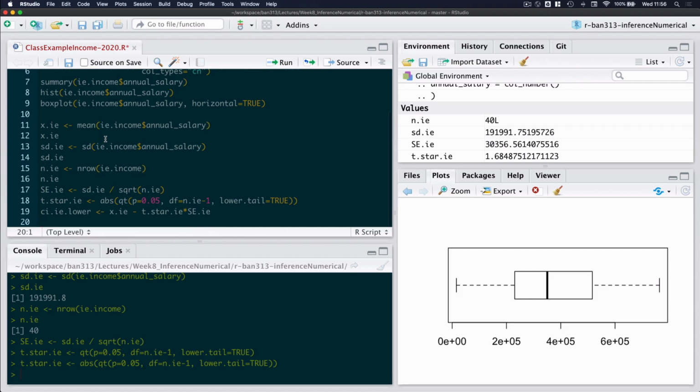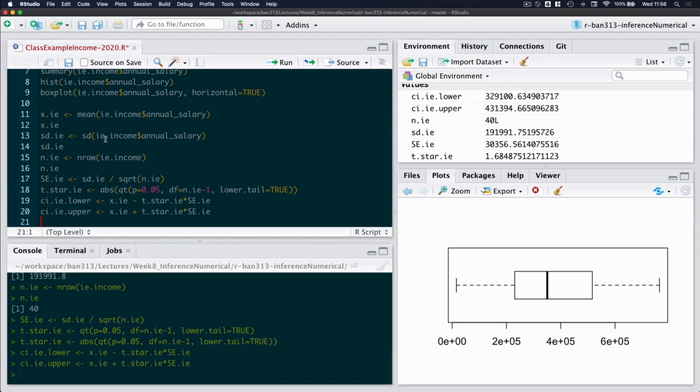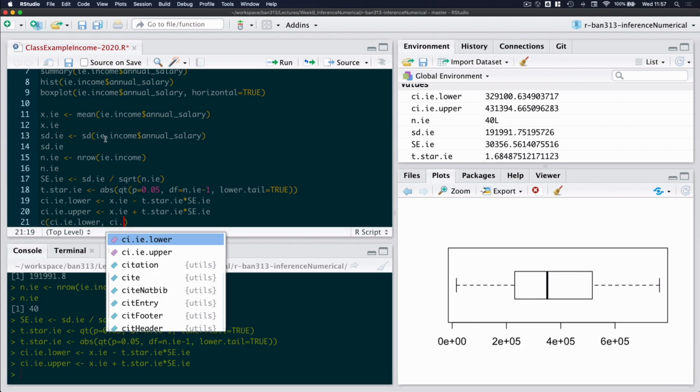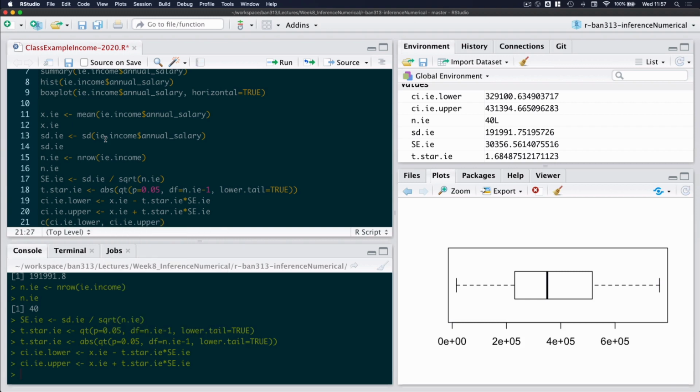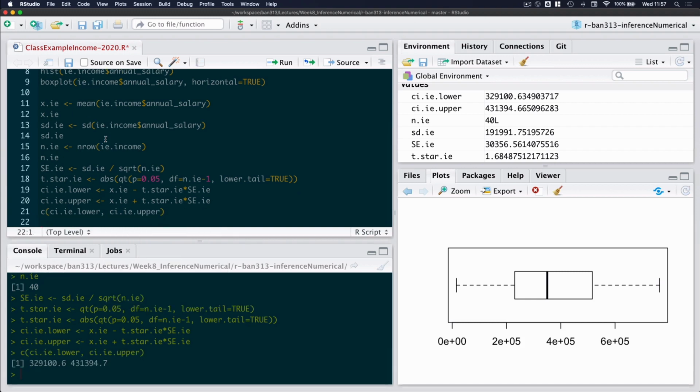And similarly, I can calculate the upper level. And then I can just report the two values. All right. And there we've calculated or estimated the confidence interval for a single mean.